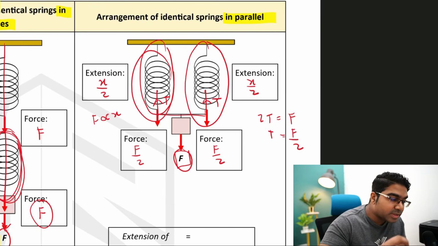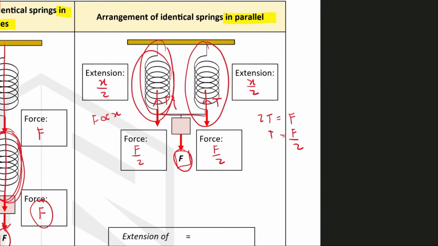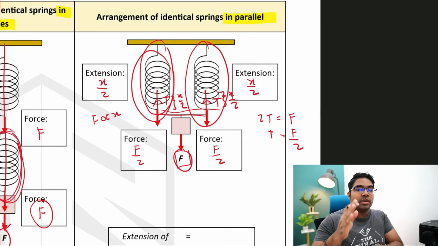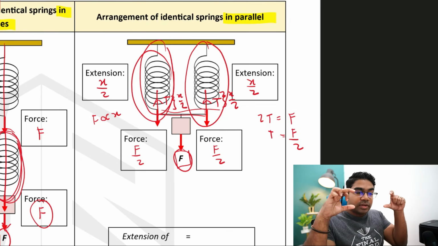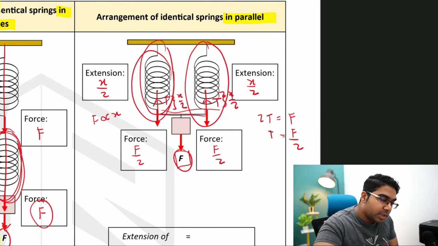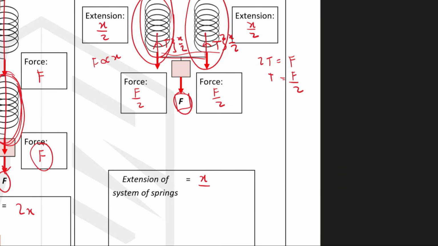And now the total extension of this system: this is extending by X over 2, this is extending by X over 2 as well. But since they are side by side, they are not vertical, they are both arranged side by side, and so the total extension will only be X over 2.